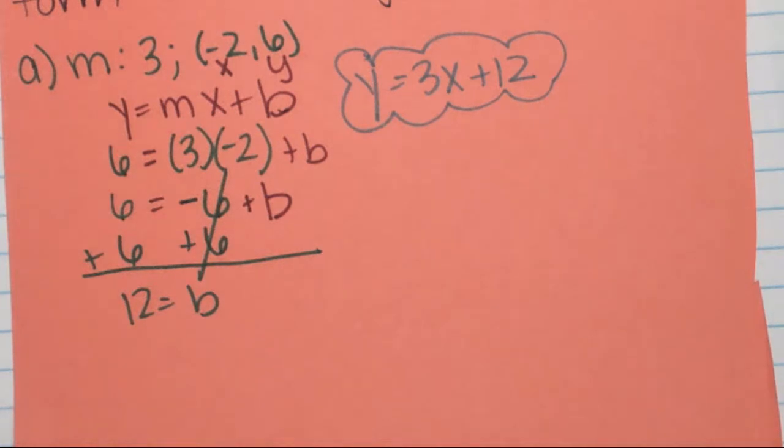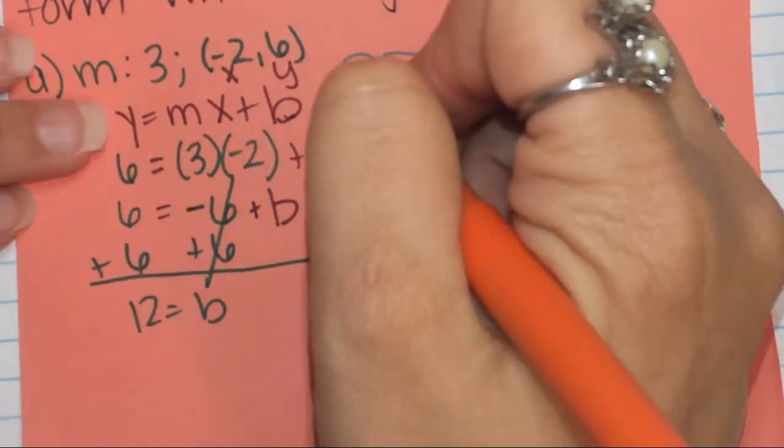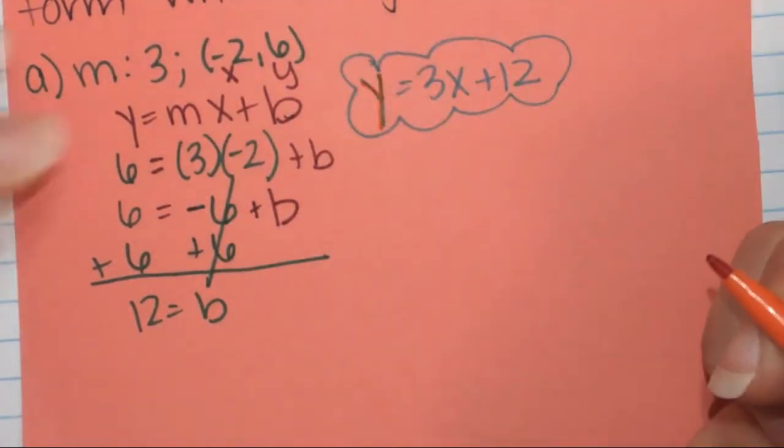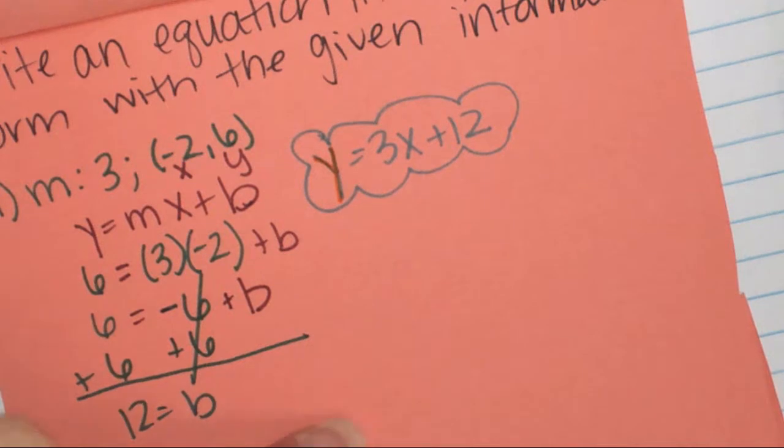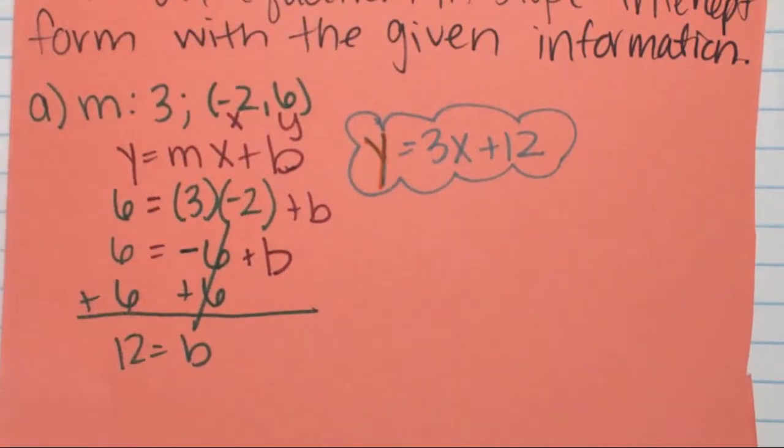I know, isn't it lovely? Oh, that blue is kind of violent on there. I'm sorry. That's not any better. Okay, well that says y equals 3x plus 12. Super sorry.